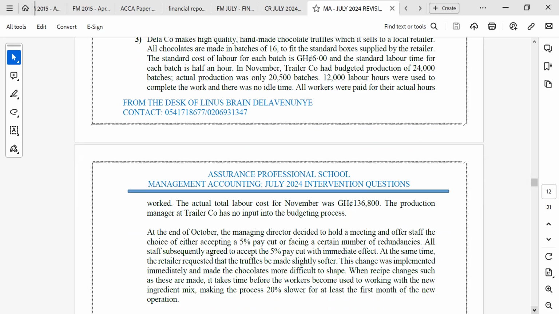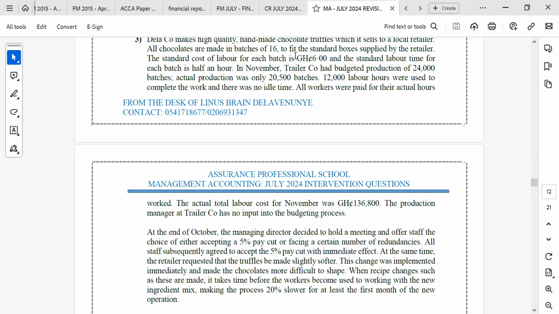At the end of October, the managing director decided to hold a meeting and offer staff the choice of either accepting a 5% pay cut or facing a certain number of redundancies. All staff subsequently agreed to accept the 5% pay cut with immediate effect. At the same time, the retailer requested that the truffles be made slightly softer. This change was implemented immediately and made the chocolates more difficult to shape.